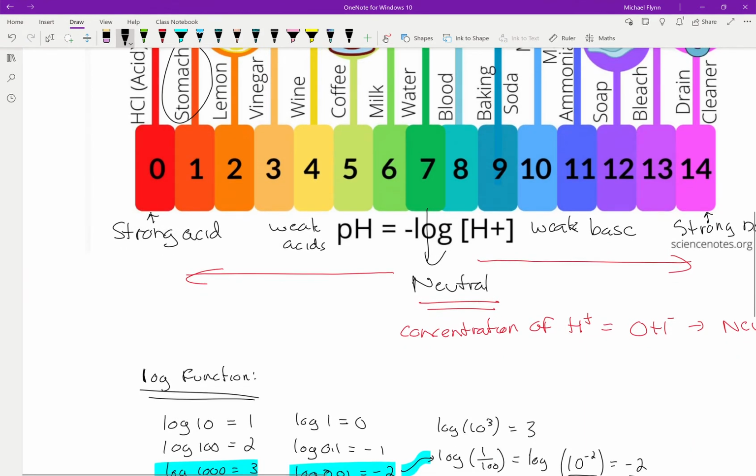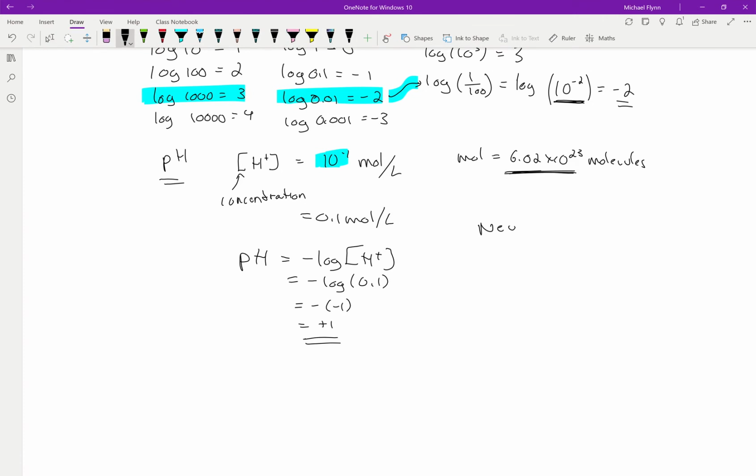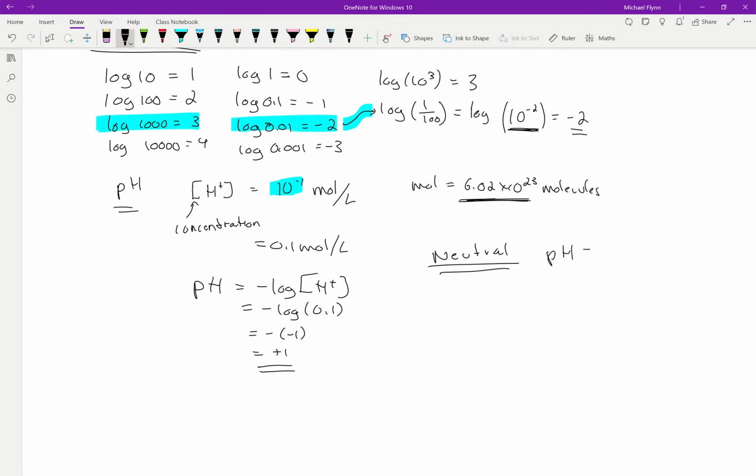Now, if you have a pH of 7, for something that's neutral, watch this. Once you understand that the numbers in the pH scale are just powers of 10, now we know how to find the concentration, right? So we know neutral has a pH of 7. So therefore, the concentration of hydrogen ions in a solution that is neutral has to be 10 to the negative 7 moles per liter, okay? And that would be neutral water. So neutral water has a concentration of hydrogen of 10 to the negative 7 moles per liter.